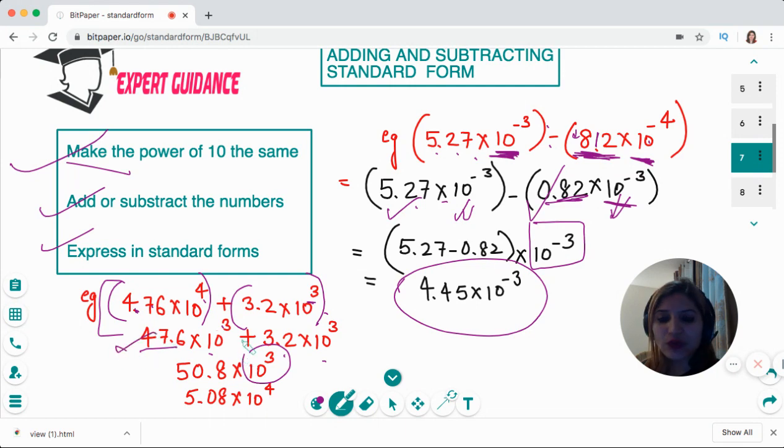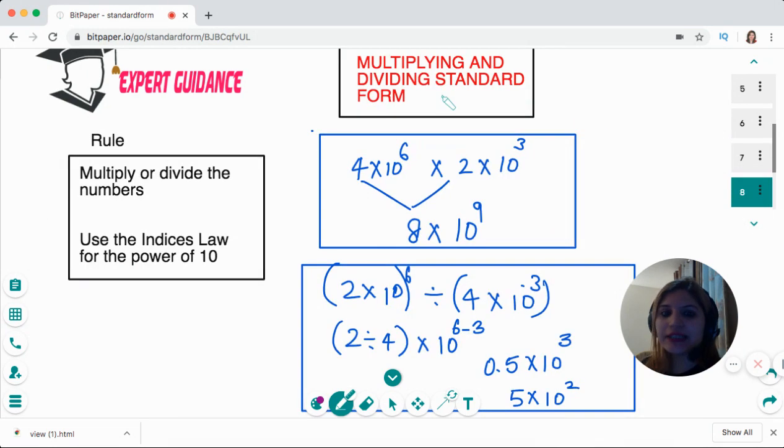I can add 47.6 plus 3.2 and that gives me 50.8 times 10 to the power 3, which is not in the standard form. So I'll move the decimal one place to the left and that will give me 5.08 times 10 to the power 4. Okay, so the rule is make the power of 10s the same. Take that power common, add or subtract the whole numbers, and then, if necessary, put them back into the standard form. Okay, so I hope adding and subtracting is clear to you.